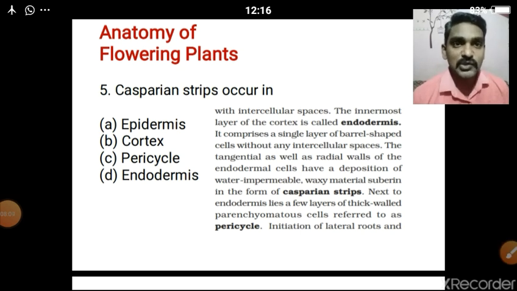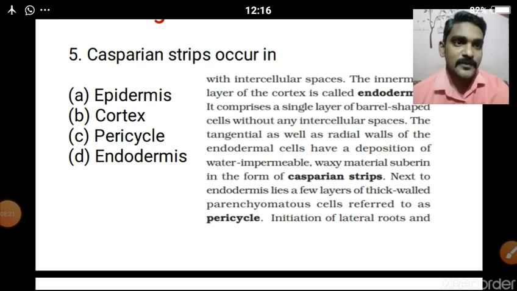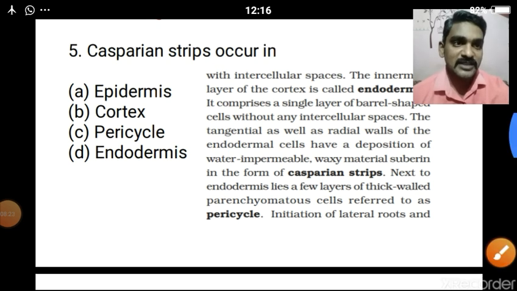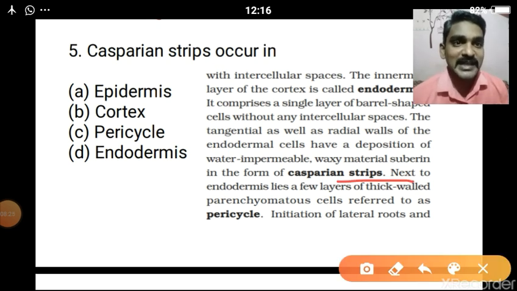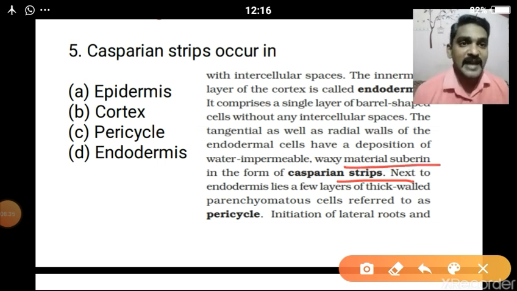Now go to the next question, anatomy of flowering plants. In this also they have given from the same chapter: the Casparian strips occur in. Okay, what are the Casparian strips actually? You can see here I have given the snapshot, the Casparian strips. That is a waxy material, water impermeable. So water cannot flow through the layer. That is a waxy material made up of what? Suberin. So generally they can ask in the next example that the Casparian strip is made up of waxy material, suberin.